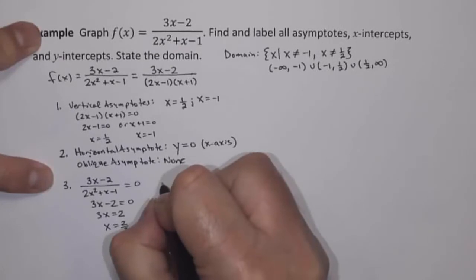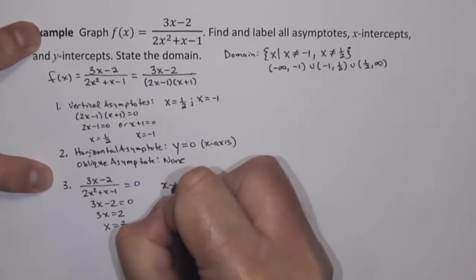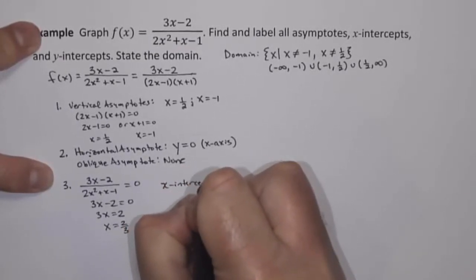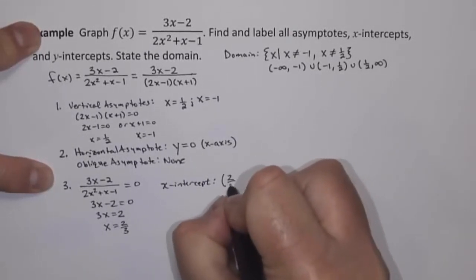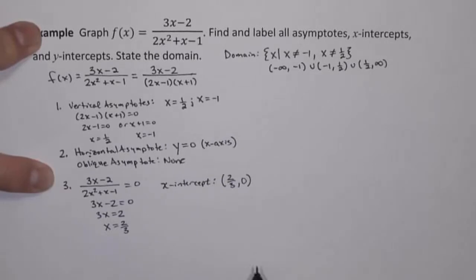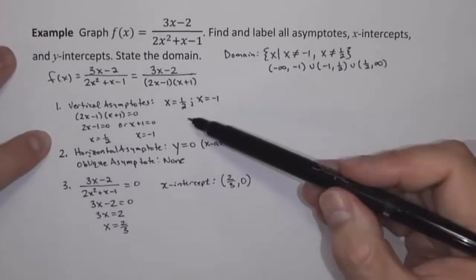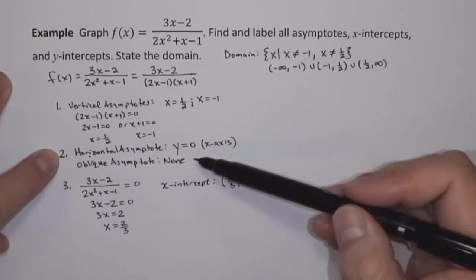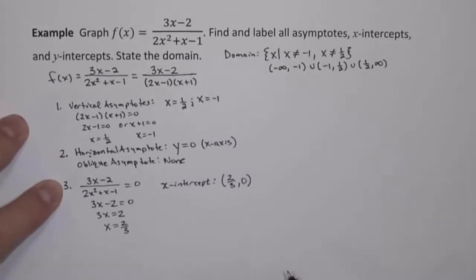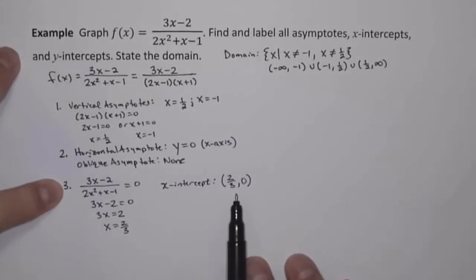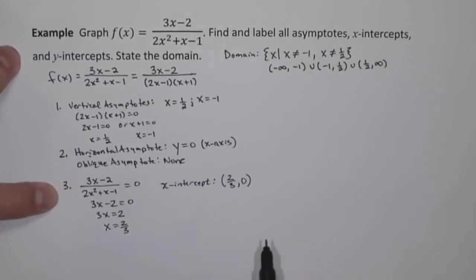So we're going to have an x-intercept, and our x-intercept is going to be the point (2/3, 0). So we know we have two vertical asymptotes, we know we have a horizontal asymptote, which is the x-axis, and we know we have an x-intercept, and that x-intercept is the point (2/3, 0).